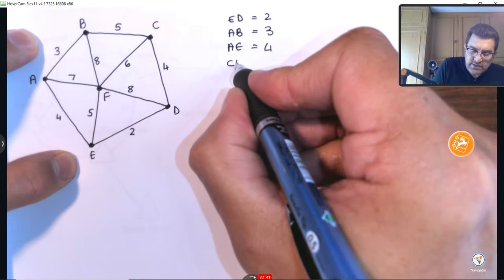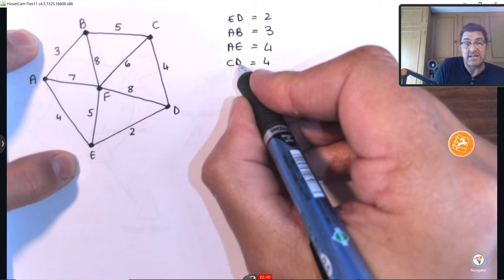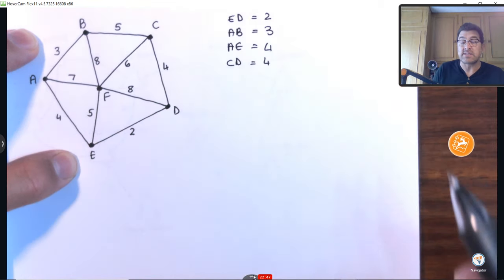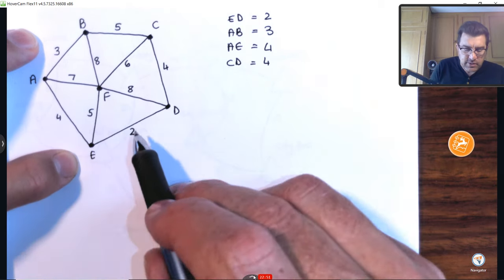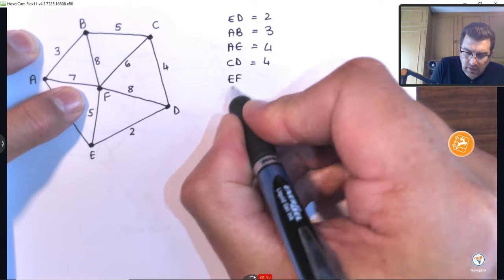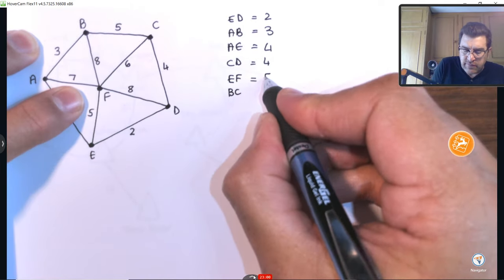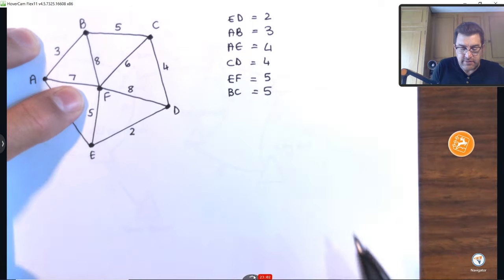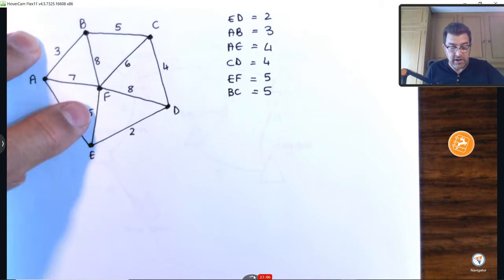CD is the next one. I could have listed them either way, CD first and then AE. It doesn't matter as long as I have them both on my list. So we had 4. Then 5 is EF and BC. Both have weights of 5. So I fill in those two weights there. I see my weights 5 and 5.